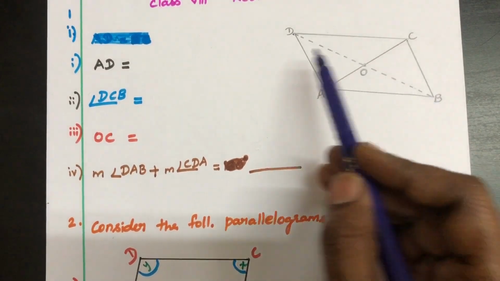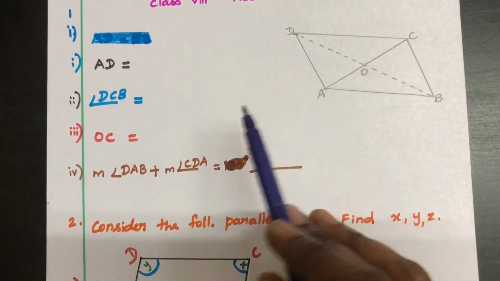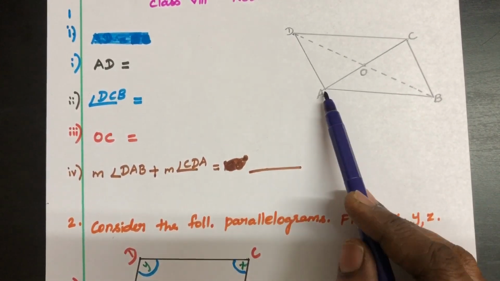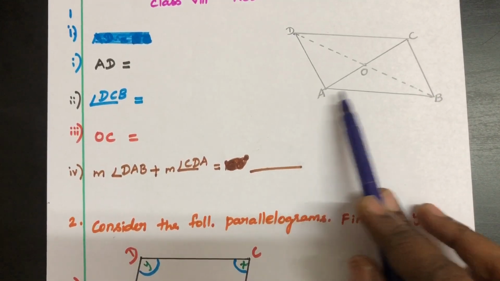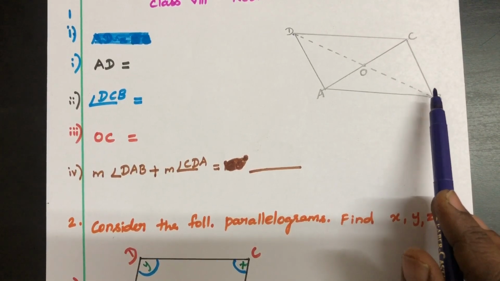Also, the diagonals bisect each other. Opposite angles are equal. These are the properties you need to know. The adjacent angles are supplementary. Supplementary means the addition of two angles. Adjacent means next angles are 180 degree.